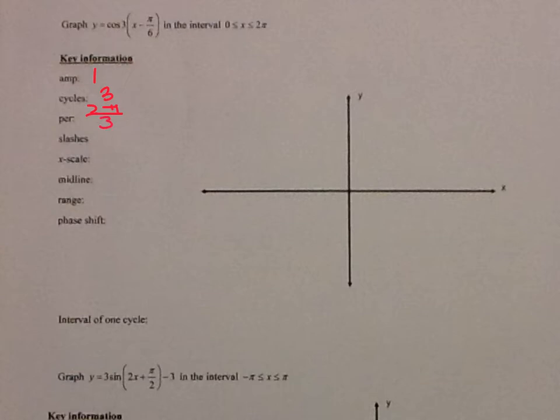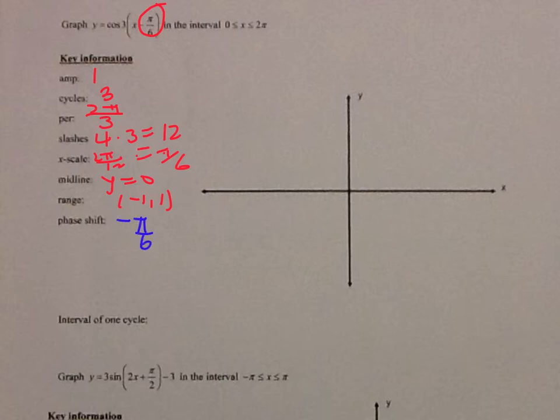The number of slashes is going to be 4 times 3, which is 12. Your x scale is going to be 2 pi over 12, which is pi over 6. Your midline is y equals 0, because I'm not adding or subtracting anything at the end or in the front. My range is going to be from -1 to 1. All right, now my phase shift. So this is my phase shift. My phase shift is negative pi over 6, which means it's a shift to the right by pi over 6.